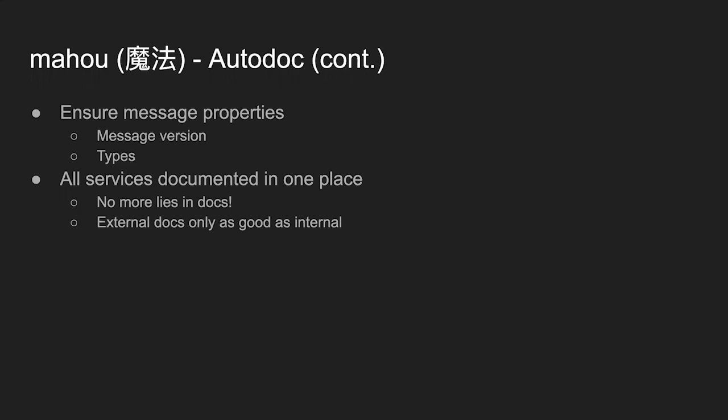And so again, it lets you ensure those invariants almost about the messages that you send. You can assert that the types are always going to be correct. The message versions will always match up. And now that your documentation's all in one place, suddenly it's really easy to get an overview of the entire system. There's no more lies in your documentation because it's automatic. It's always up to date.